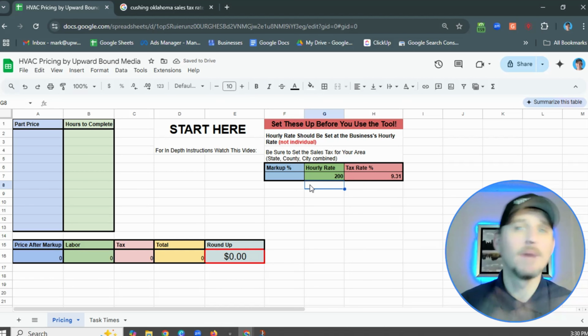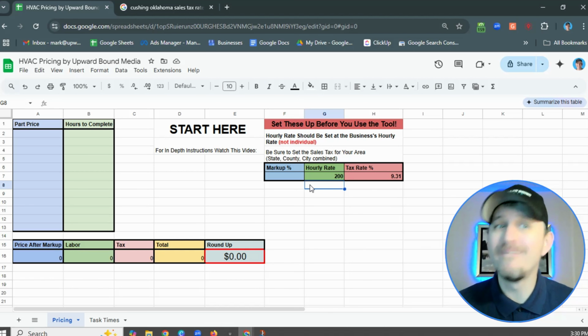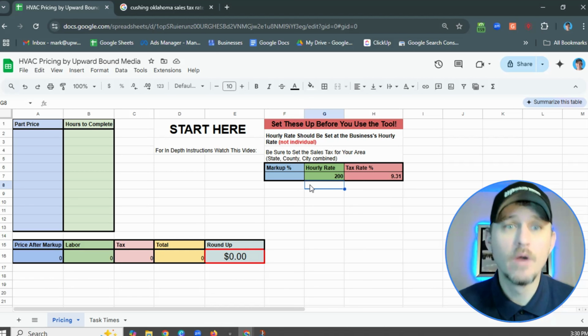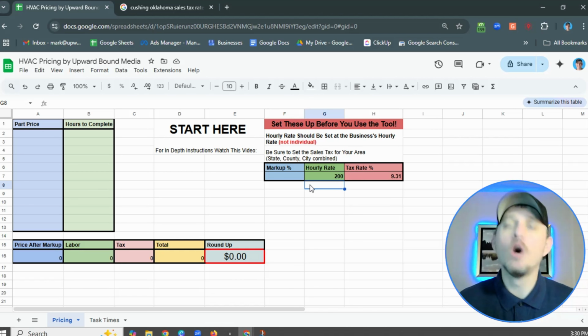Some of you other guys might be much higher than that. There are a few areas, including kind of my area, where that might actually be a little bit on the higher tier of things. And so just put this wherever your typical hourly rate is.